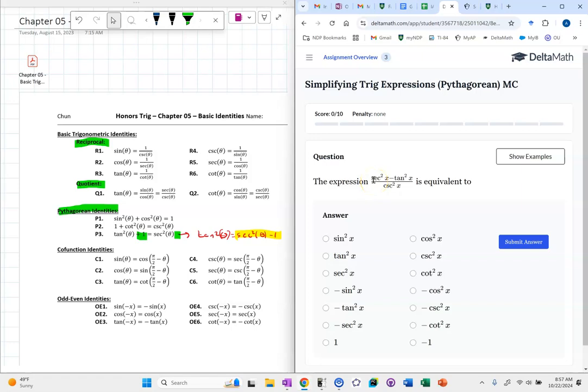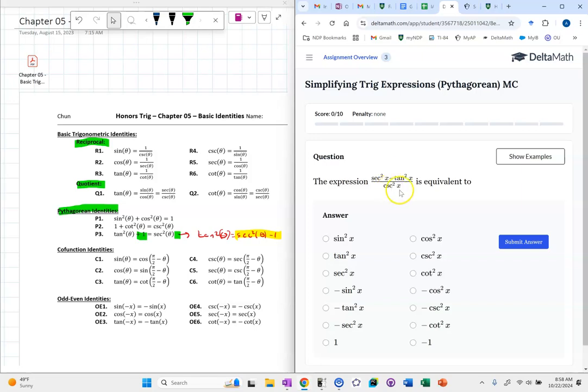So we have here secant squared minus tangent squared over cosecant squared. I'm going to work on the top first because this looks like a Pythagorean where I have things added or subtracted from one another. I go over and look at P3, that involves both tangent squared and secant squared. If I subtract tangent squared from both sides, I'm going to have 1 is equal to secant squared minus tangent squared. That's exactly what I have in the top. So I know this numerator can just be rewritten as 1.